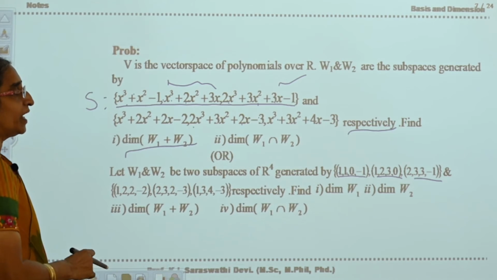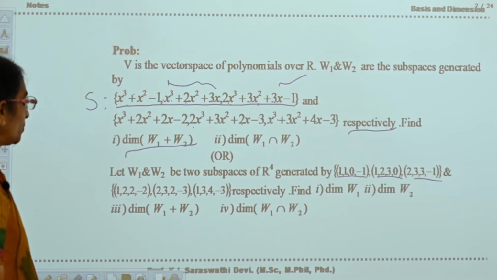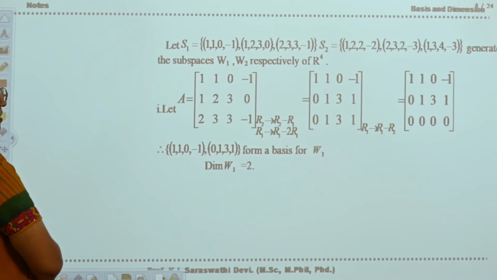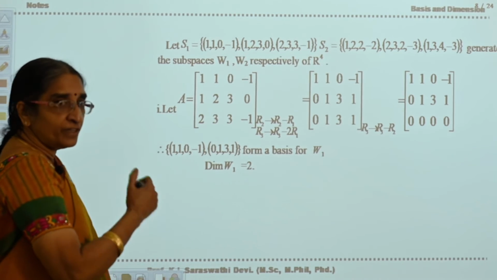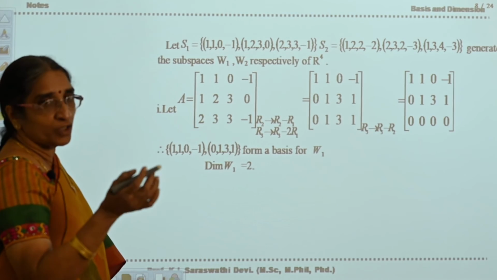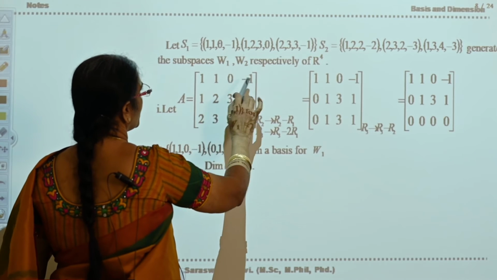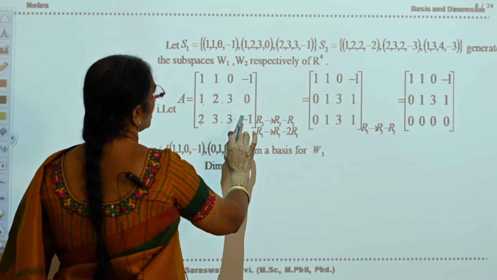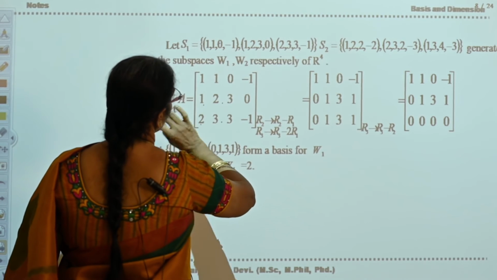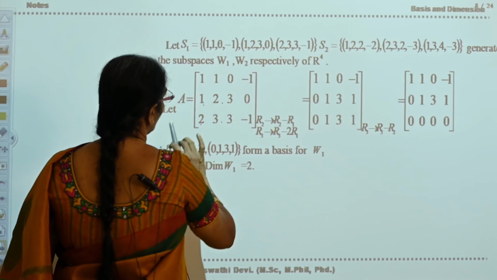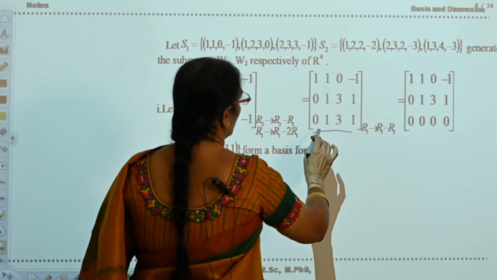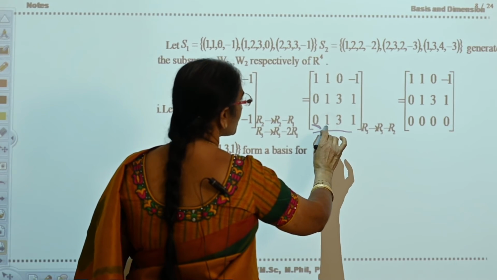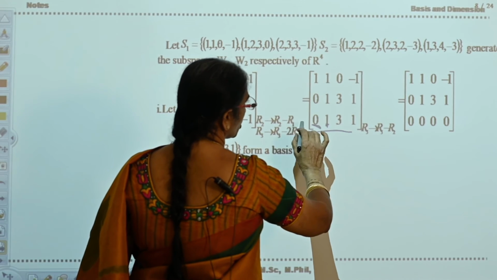Okay. Now you have to find the dimension of W1, dimension of W2, dimension of W1 plus W2, and dimension of W1 intersection W2. See how we did it. Now take the set S1 and write it in matrix form, and after writing it in matrix form, reduce it to echelon form. See here, 1, 1, 0, minus 1; 1, 2, 3, 0; 2, 3, 3, minus 1. Now R1 is multiplied by minus 1 and added to the second row. R1 is multiplied by minus 2 and added to the third row. Then you get it like this. After that, without disturbing this 0, you have to make this a 0. If you try to make this a 0, all become zeros.